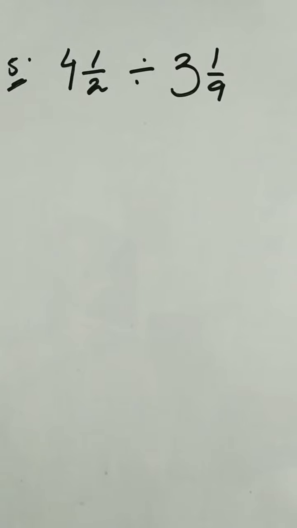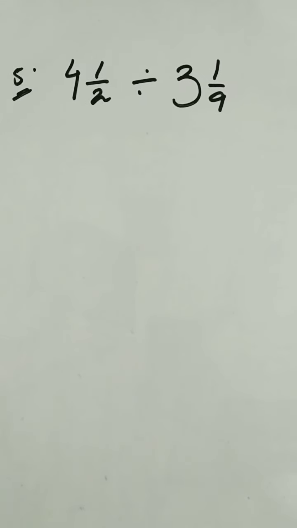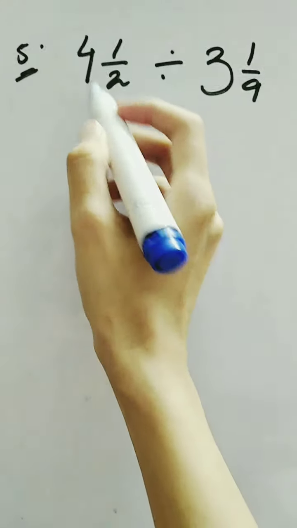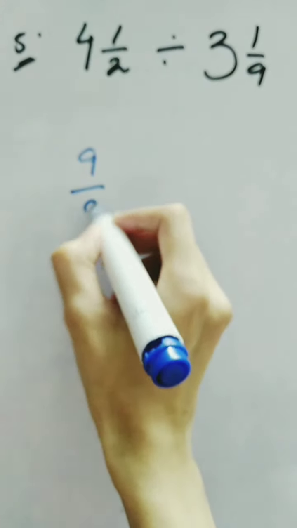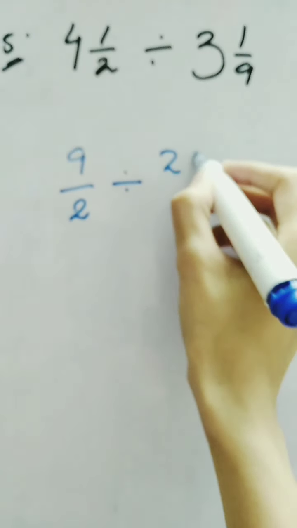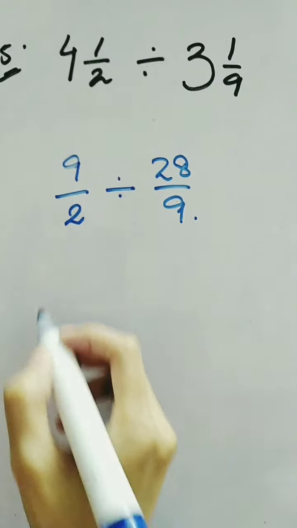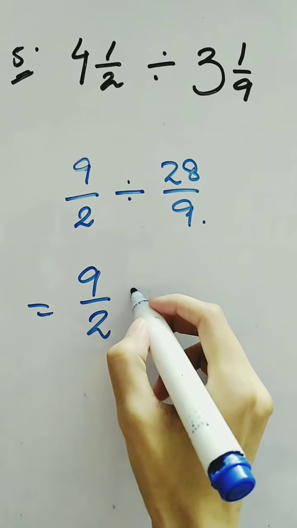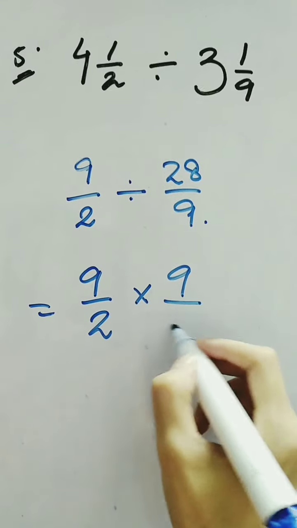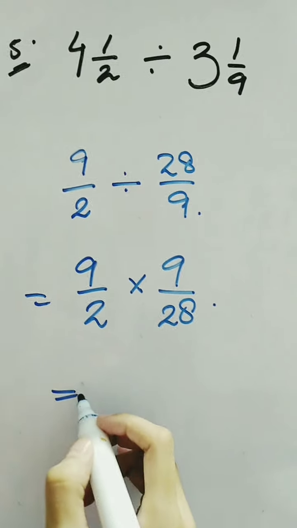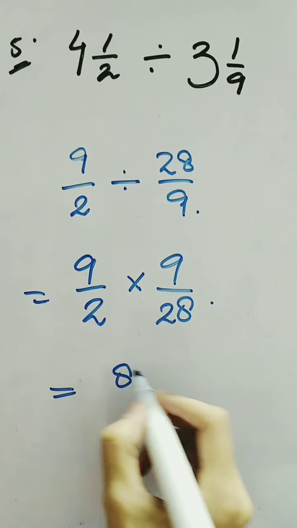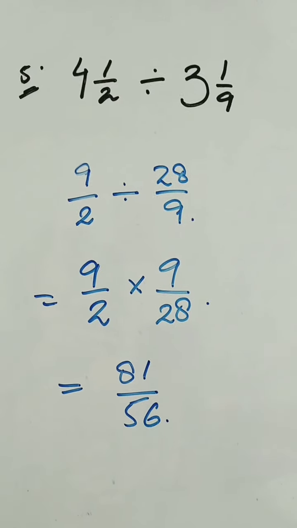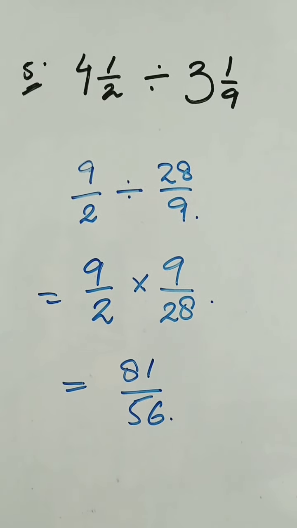Now look at another question in which two mixed numbers are dividing with each other. First of all, we will change these mixed numbers into fraction form, and it becomes 9 over 2 divided by 28 over 9. And now we are going to multiply 9 over 2 with the reciprocal of 28 over 9, which is 9 over 28. So we have 81 over 56, and it cannot be further reduced. So this is our answer of the given question.